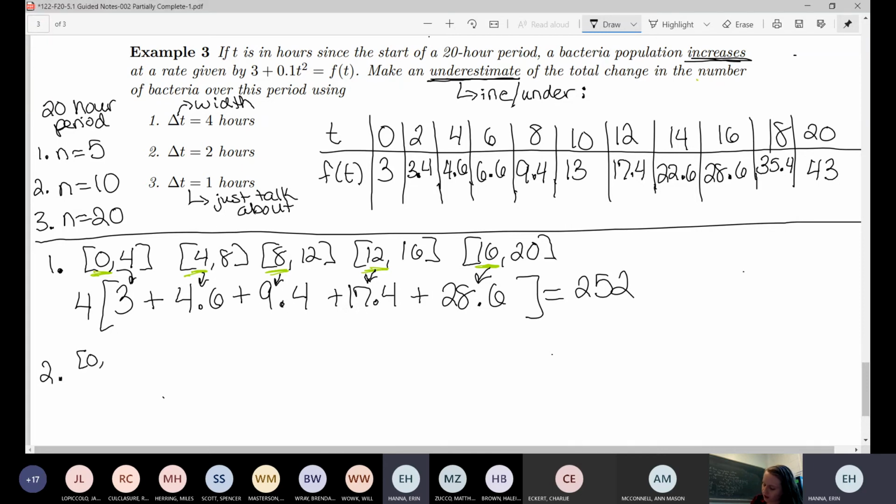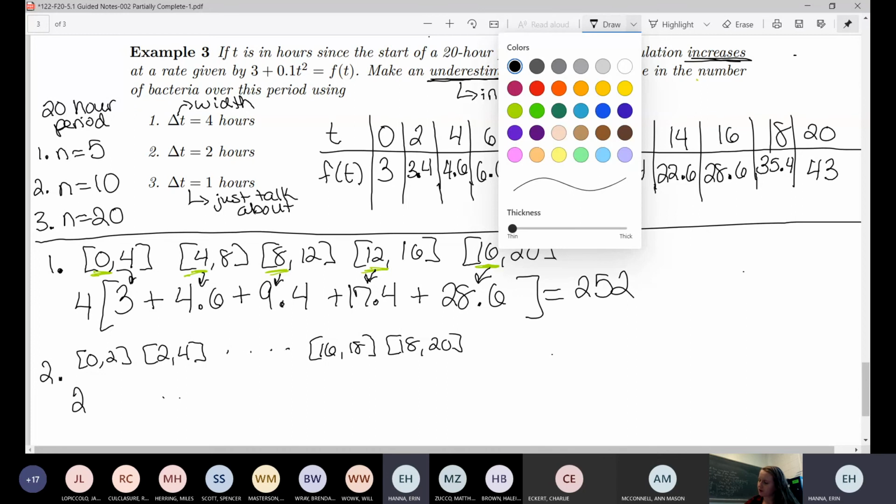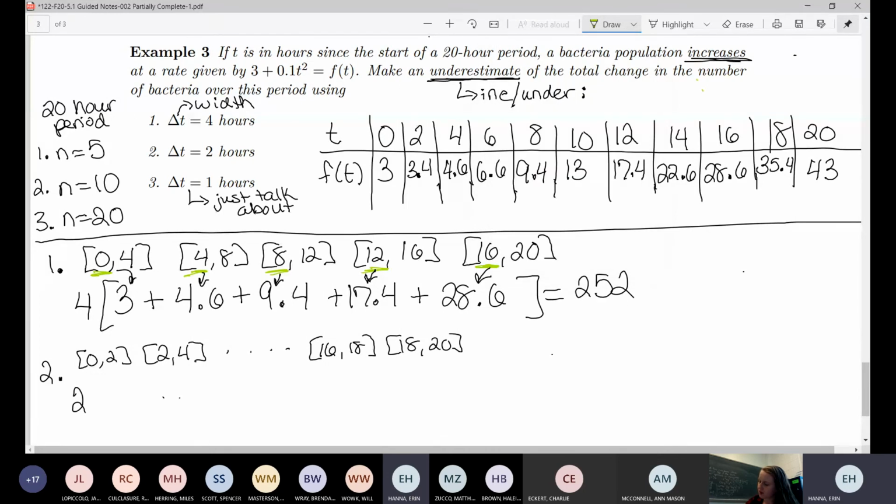So if you wanted to do your intervals, you would write 0 to 2, 2 to 4, and I'm going to be lazy, and you'd have to go all the way up to 16 to 18, 18 to 20. We're still finding a left-hand side sum here, so we're going to use essentially 0 up to 18, because 18 is going to be the last left side endpoint of our intervals.